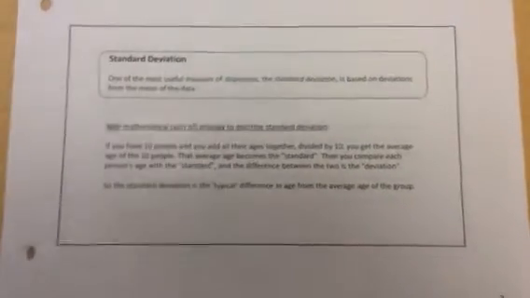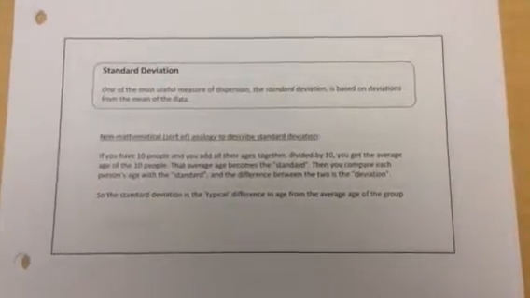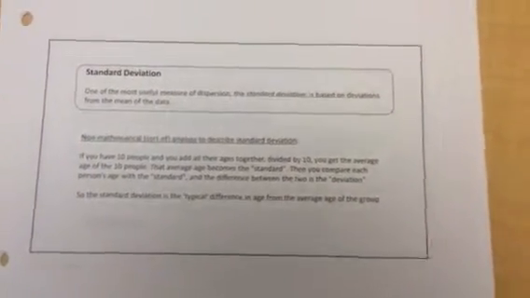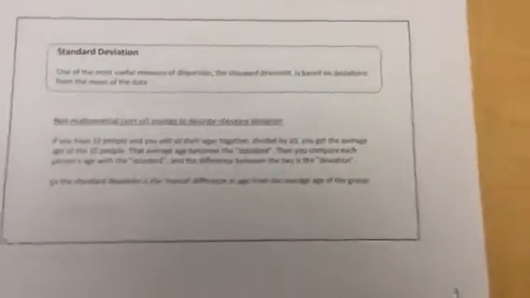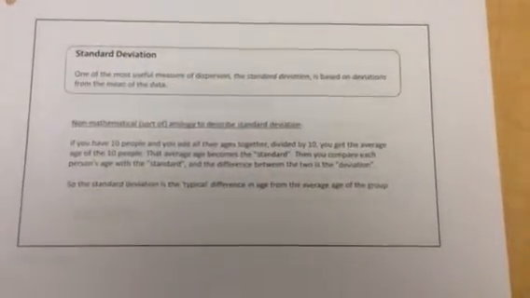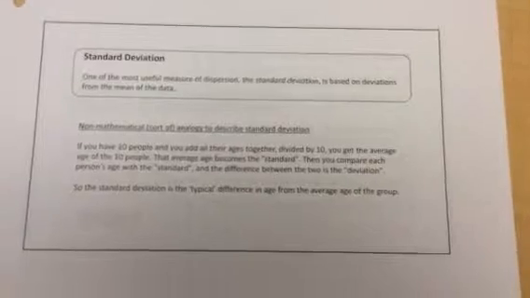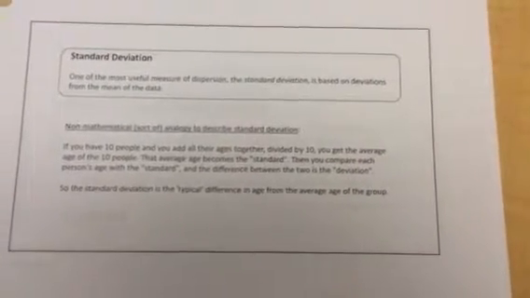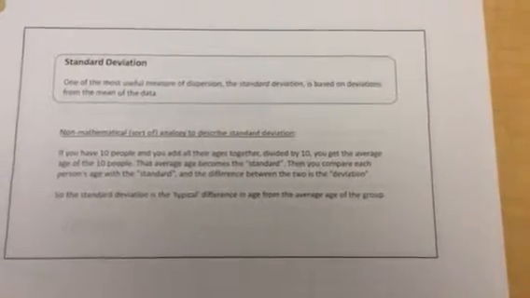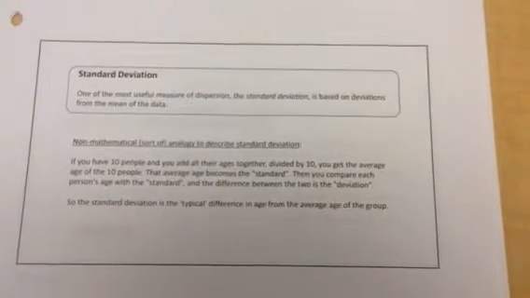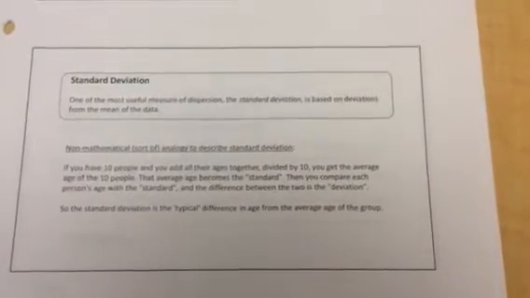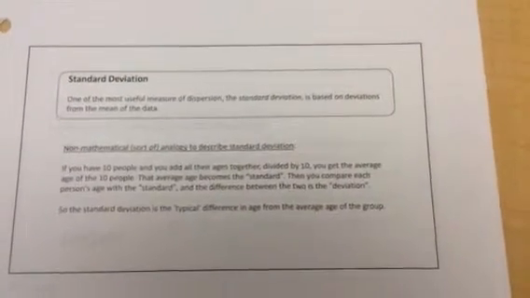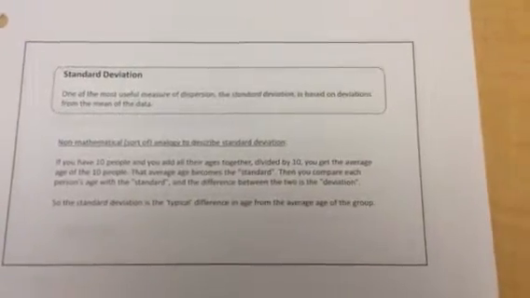Another measure of spread or dispersion is the standard deviation. The standard deviation, if you think of the standard as like the mean, and deviation is how far you're deviating from something or how far you are from something. All right, standard deviation is based on how far each piece of data deviated from the mean.